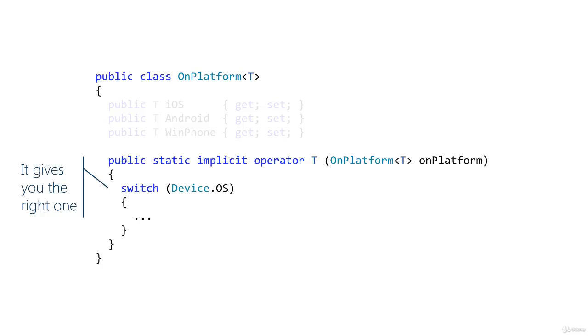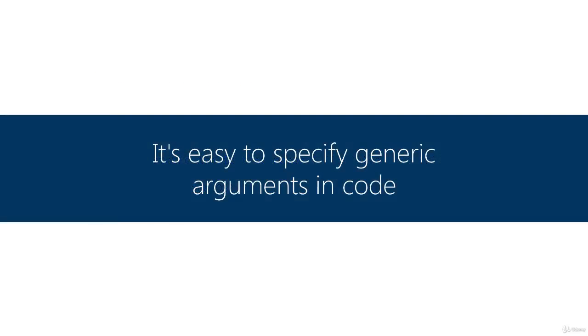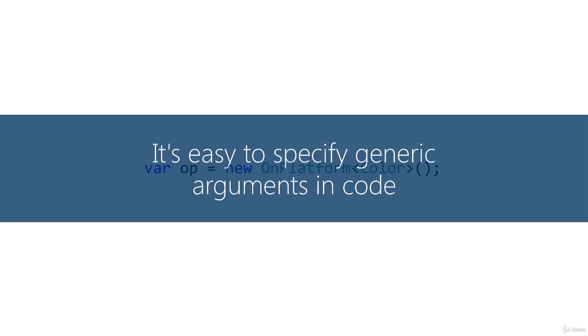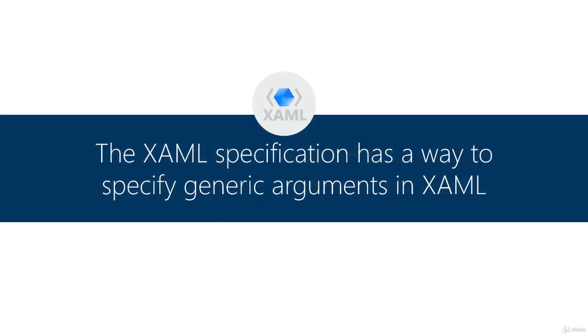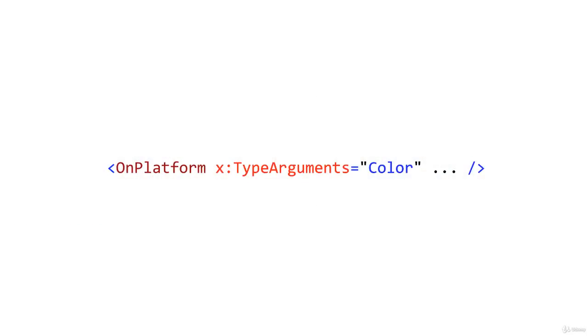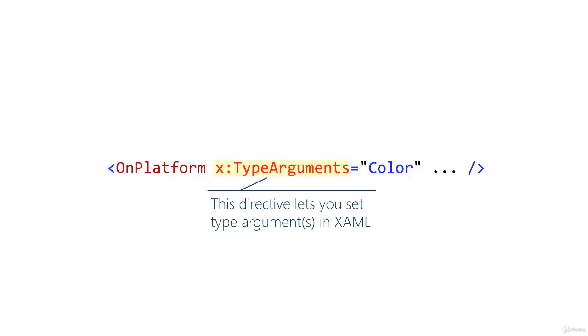So notice onPlatform is a generic, and we do have to specify what type T will be. If we were doing it in code, well, it's easy to do. But our goal is to do this from XAML, not from code. And the XAML specification has a way to specify generic type arguments. The x:type arguments directive is built into the XAML language, and that's the way you set what T should be.